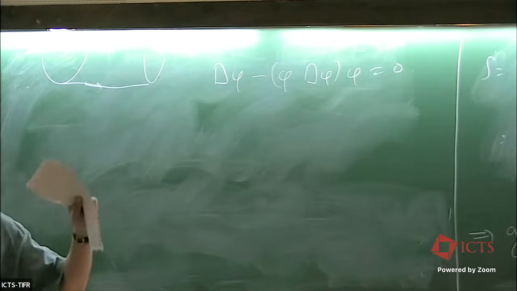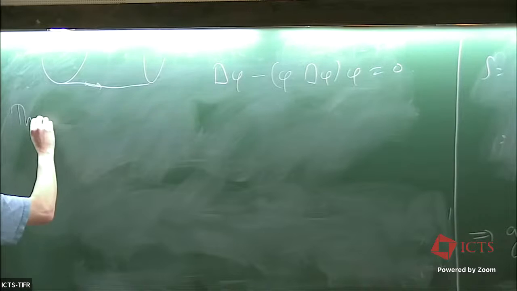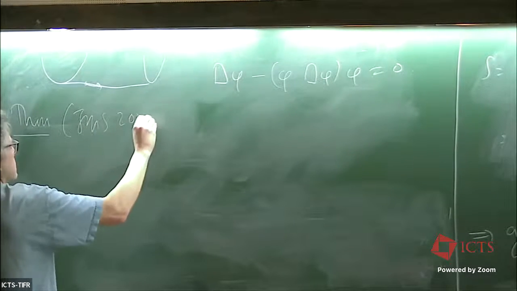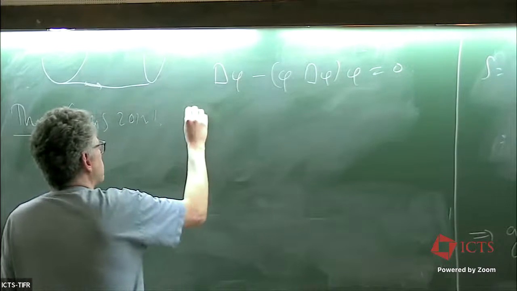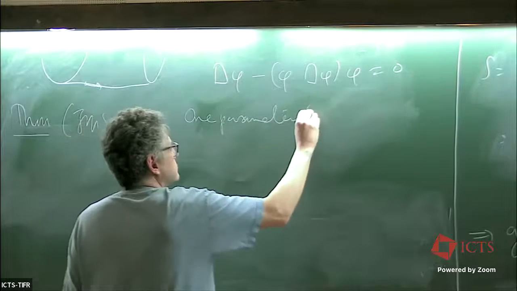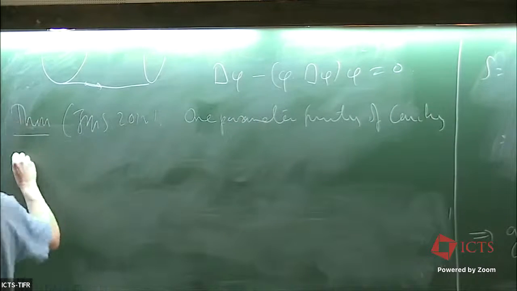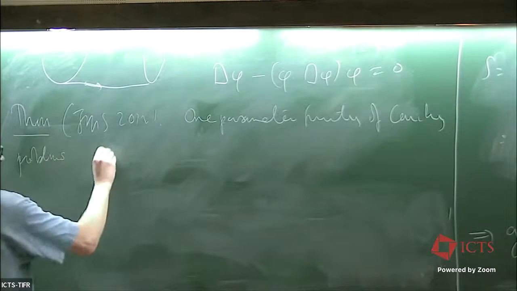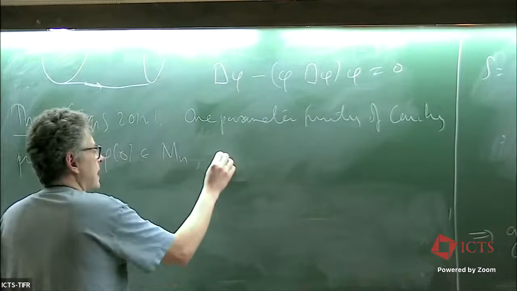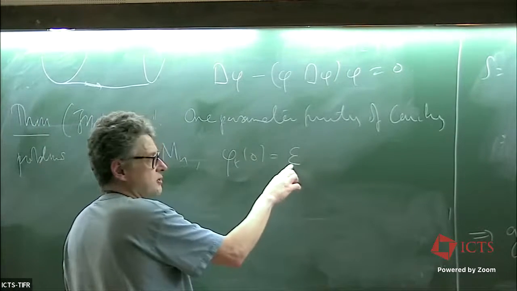It's not just hand waving. There's a theorem which says that's literally true. So let me just state this theorem and then I'll stop. So this is by me in 2012. So if we consider the one parameter family of Cauchy problems, where your initial field is in the space of holomorphic maps and your initial velocity is epsilon V. So this is the one parameter family I'm talking about.